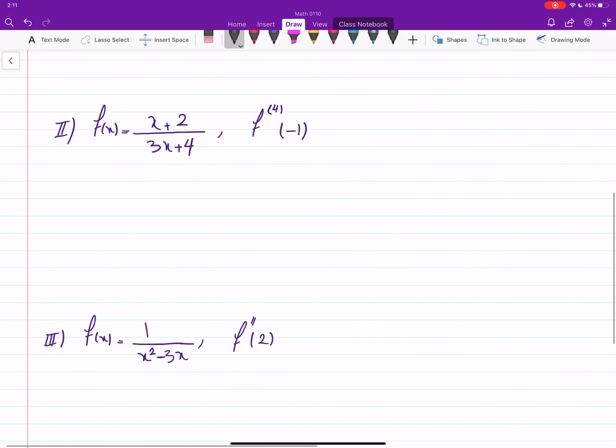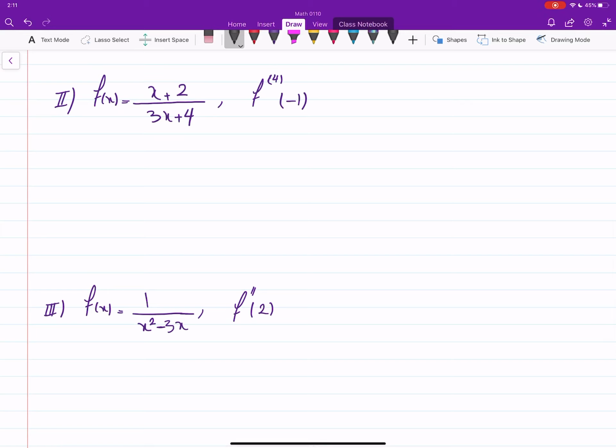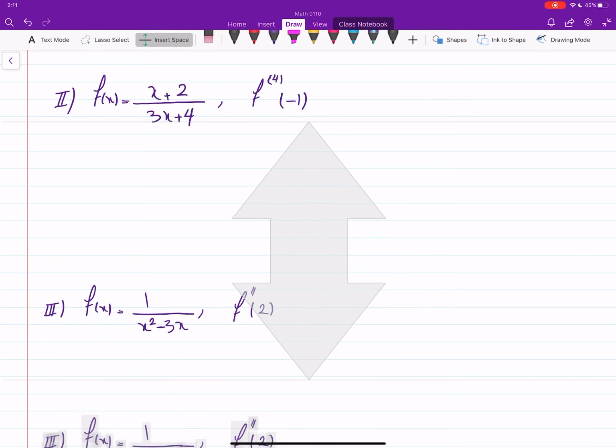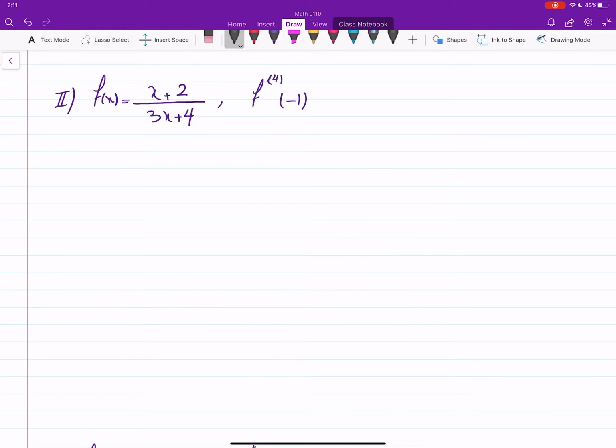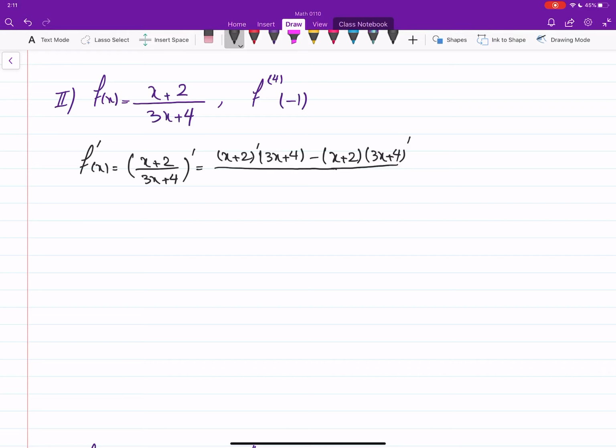Let's do the second example. We definitely need more space here. Let me open it right now. Okay. First derivative, f prime of x. This is quotient rule, yes. (x plus 1) over (3x plus 4), prime. Derivative of the numerator times the denominator, minus the numerator itself times the derivative of the denominator, and then the denominator to the power 2.